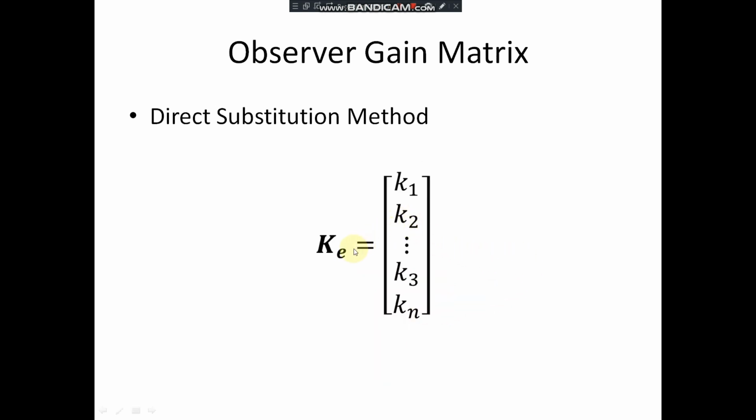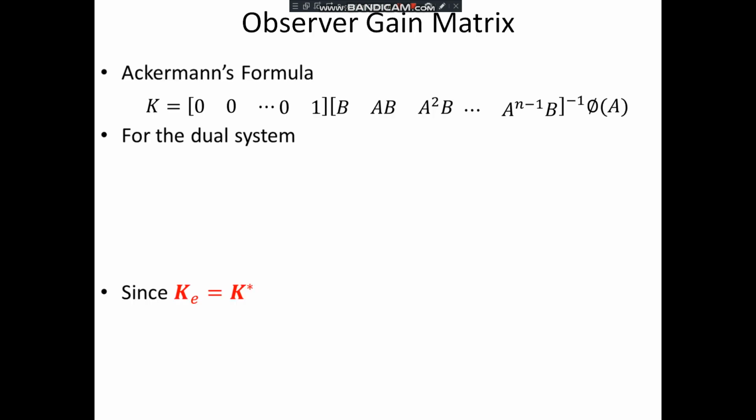By the direct substitution method also we can obtain K equal to K1, K2, K3 up to Kn. In this direct substitution method we need to compare the coefficients, and we can obtain the values of K1, K2 up to Kn.